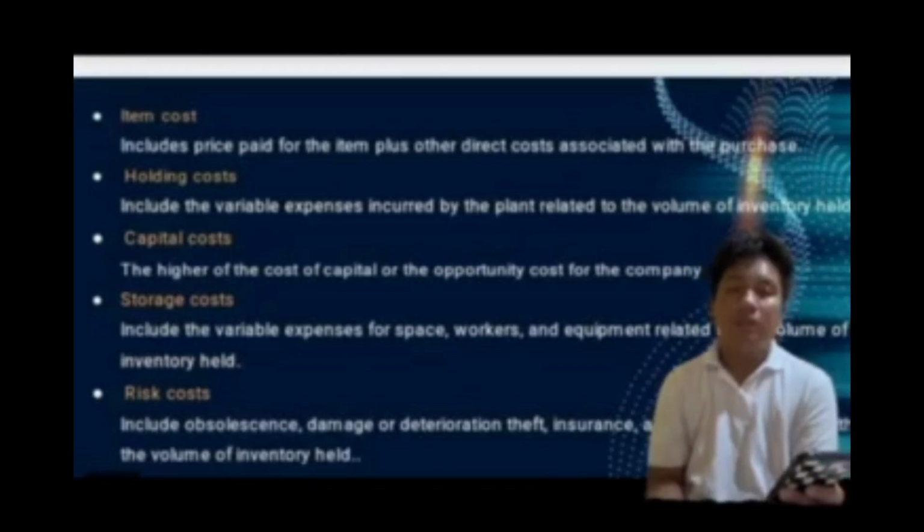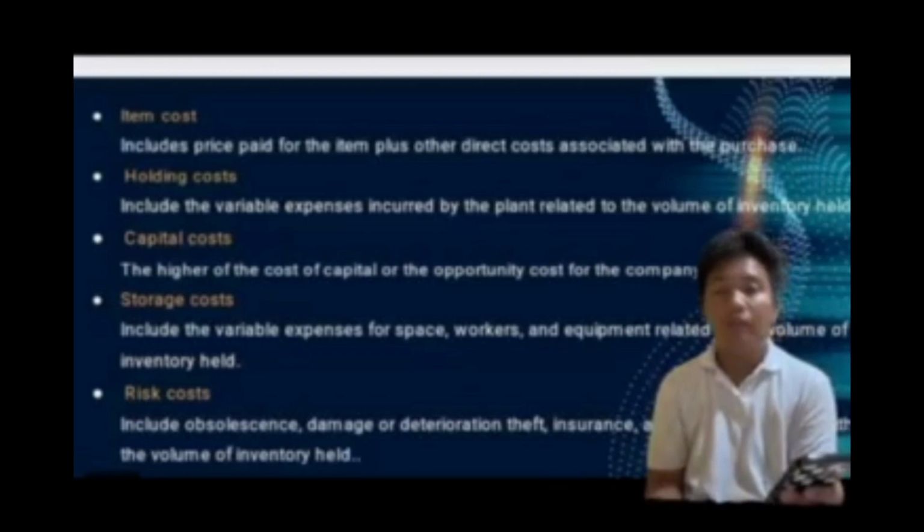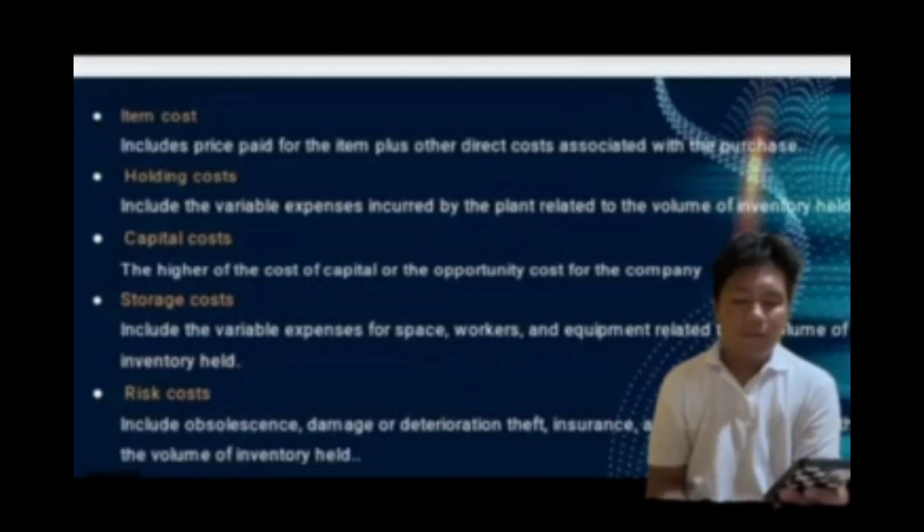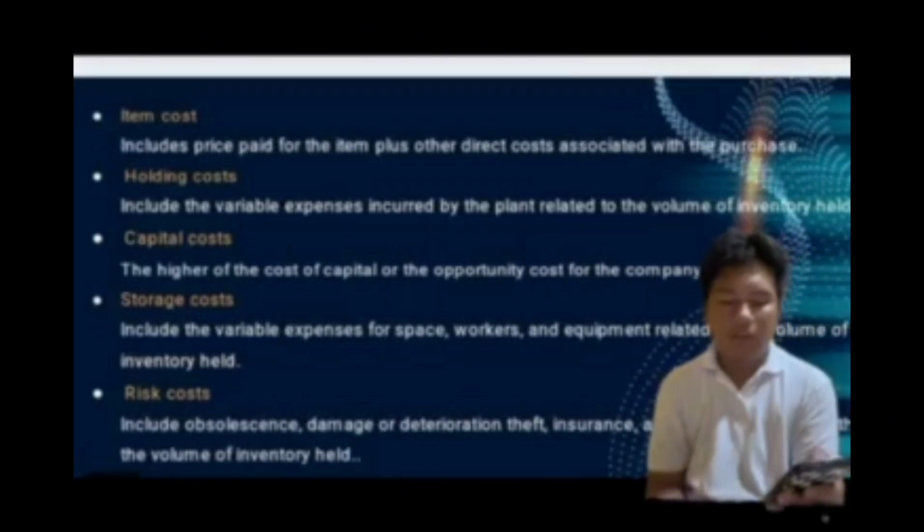Capital cost. Capital cost is the higher of the cost of capital or the opportunity cost of the company. Capital cost is the money used to build, run, or grow a business. It also refers to the net worth or book value of a business.